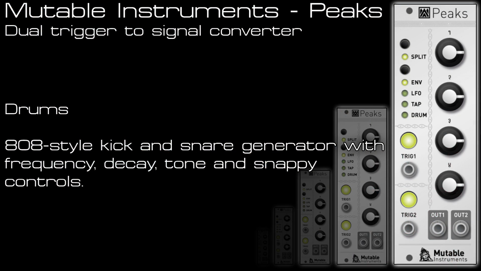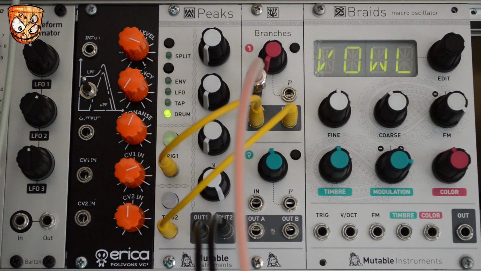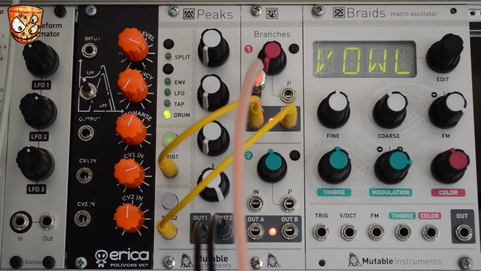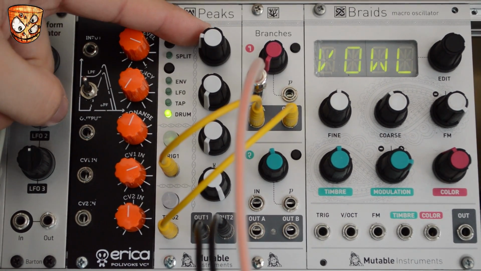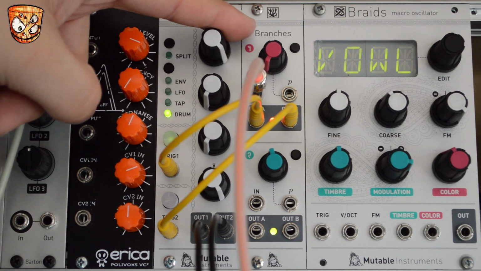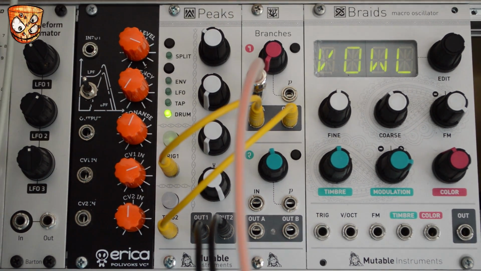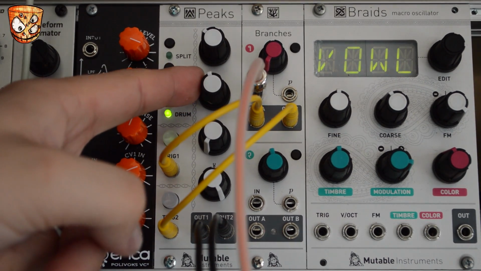I'm in the fourth mode of peaks now, which is 808 style drums. My trigger is going through a Mutable Instruments branches module, but for now that's just passing the trigger to channel 1, which is the kick. The top knob is the frequency or the pitch. The second knob becomes the frequency modulation and tone control, and you can hear that pitch bend that it's adding to the sound.